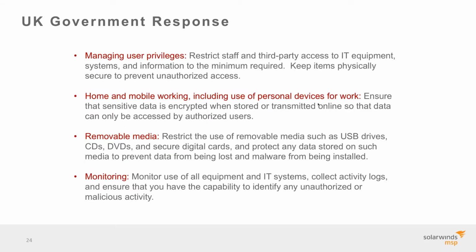So these are some of the things that the UK government did in response to some of these threats. Like we talked about before, managing user privileges. You want to make sure you restrict access both physically and through the network to IT equipment that they shouldn't have access to, and keep information to a minimum, like I just said before, keeping access to all of those usernames and passwords and different configurations that might give a cyber criminal a vector into the network. You need to keep those tightly wrapped.